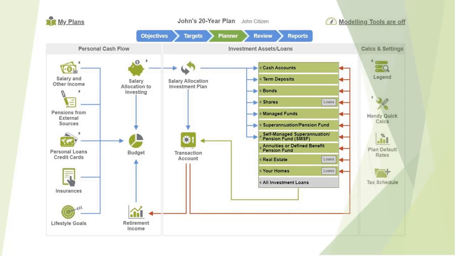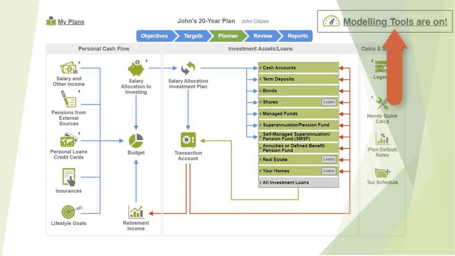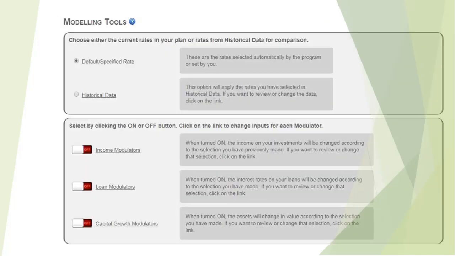When either the historical rates or the modulators are selected to overlay on the current plan, the results in the plan management area will reflect the change until the modulators or historical rates are later switched off. These words will remind the user when the original rates or the modelling tool rates are currently being used to calculate the plan outcomes. This section allows the user to apply an overlay of historical rates to their plan instead of the previously entered rates.